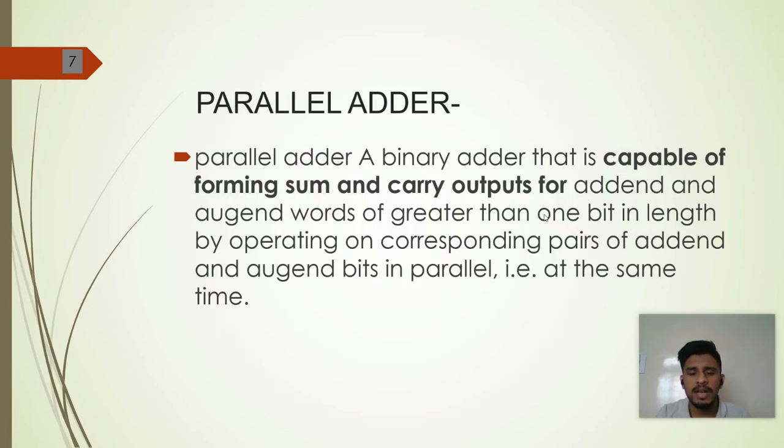Parallel adder. A parallel adder is a binary adder that is capable of forming sum and carry outputs for addend and augend words of greater than one bit in length by operating on corresponding pairs of addend and augend bits in parallel, that is, at the same time. That means there are two inputs A and B, one is the addend and the other is the augend. So here the addend and augend bits are operated on in parallel.